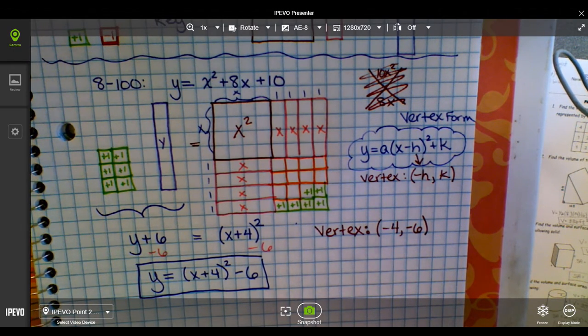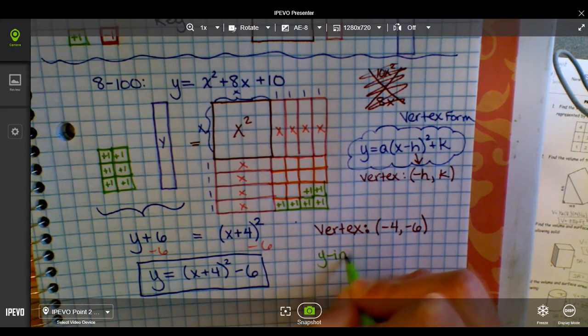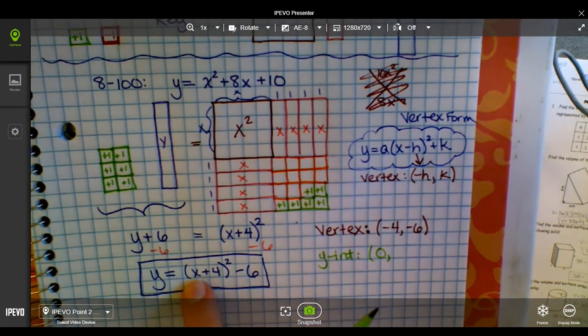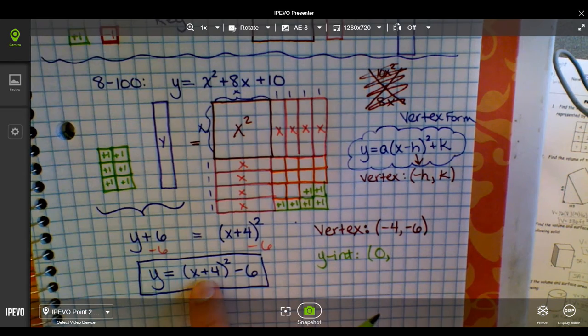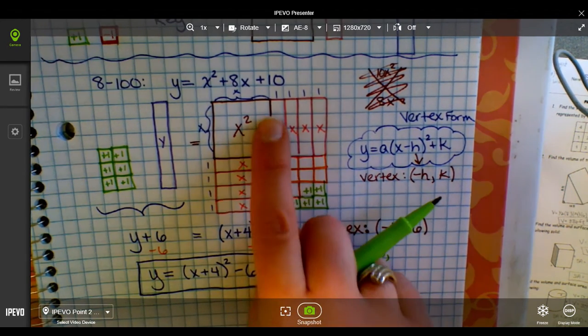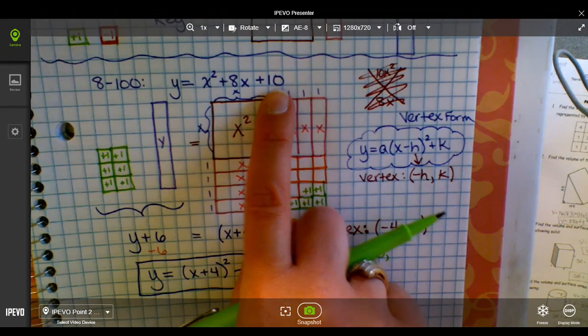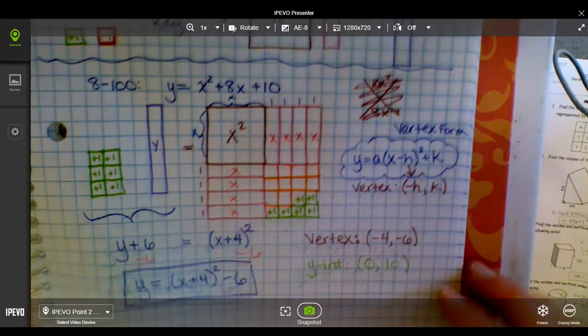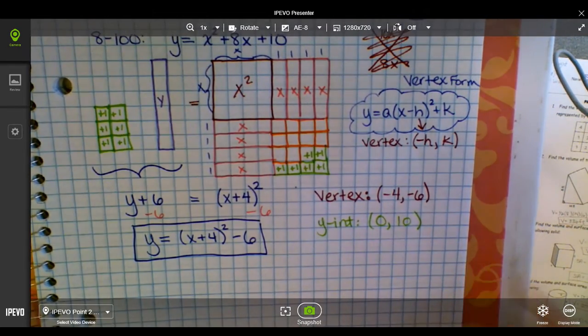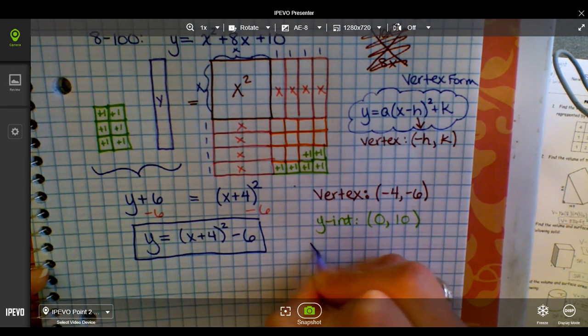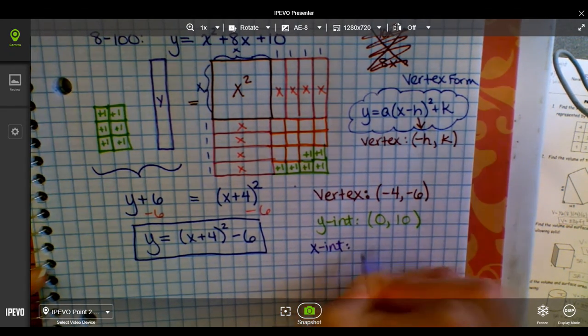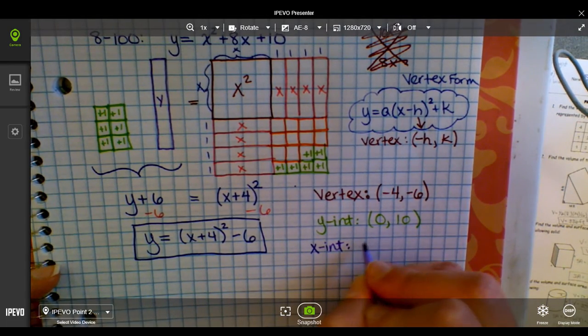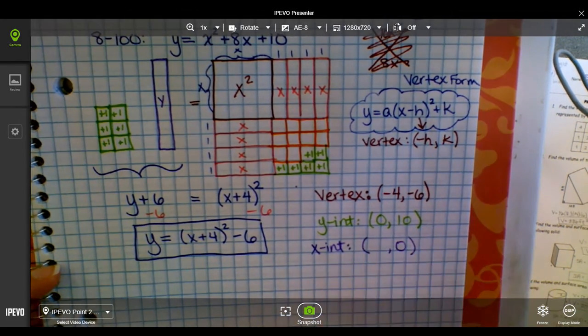As far as my y-intercept goes, I can just plug in 0 for x. 0 plus 4 is 4. 4 squared is 16. 16 minus 6 is just 10. But again, I should be able to look up here and be like, oh yeah, my c was actually 10. So there's a couple of different ways that you can get your y-intercept. Your x-intercepts on here are the ones that are going to be the trickiest. So remember, your x-intercepts is where you are plugging in 0 for y now, and you're solving for x. So we're going to have to do a little bit of work down here.